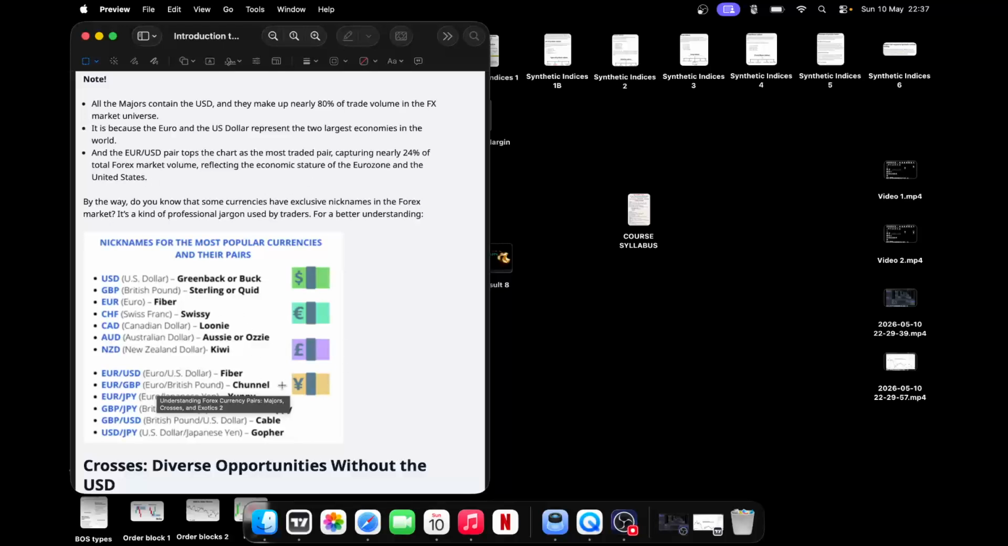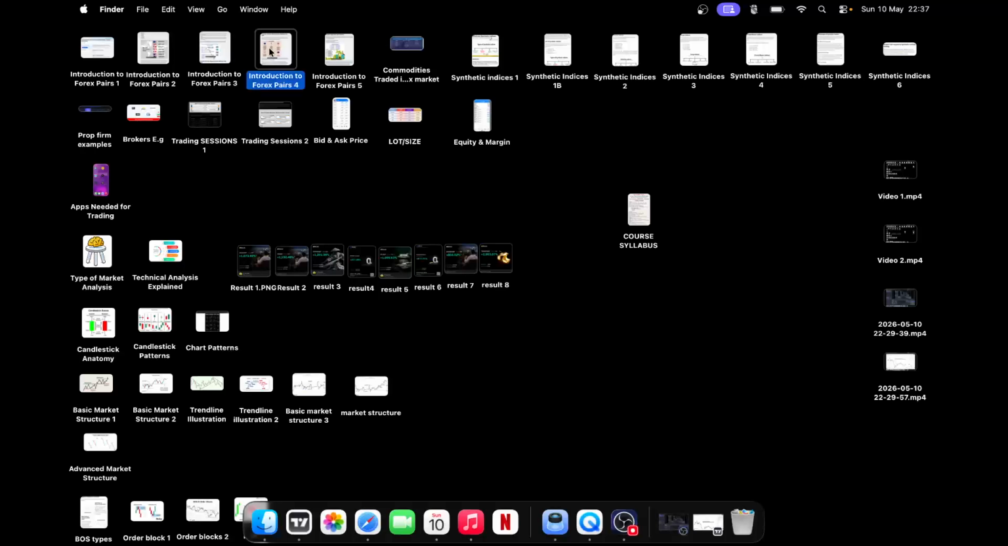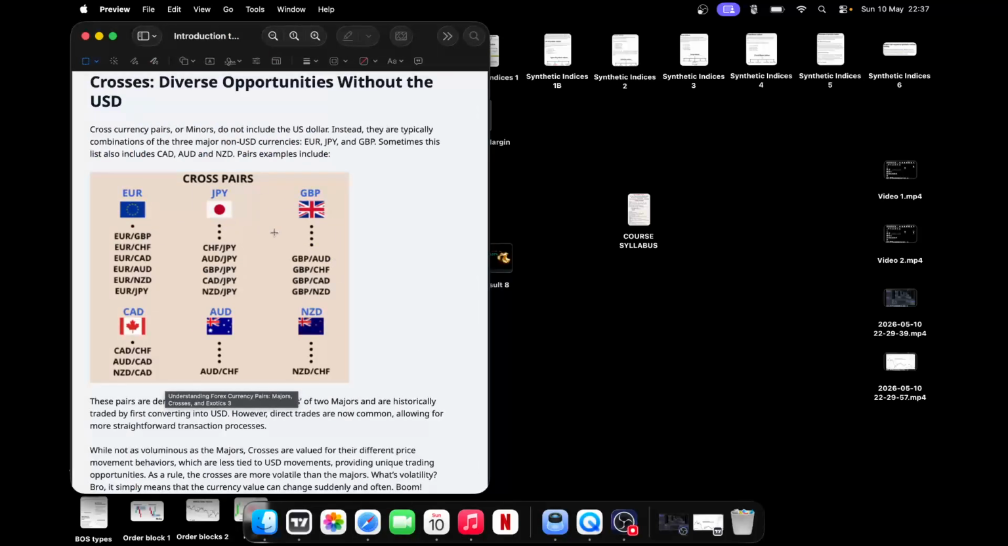Another thing is that all these popular currencies, you can also call by other names. For example, USD, you can call it buck, or you can call it greenback. GBP, you can call it quid. Euros, you can call it fiber, and so on and so forth. Swiss franc, you can call it Swissy, and so on and so forth. All these ones are still introductory.